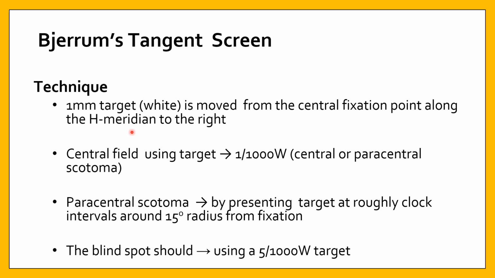In Bjerrum's tangent screen, a 1 mm wide target is moved from the central fixation point along the horizontal meridian to the right, and the central field is tested using a target of 1 mm to 1000 wide for the plotting of central and paracentral scotomas. The paracentral scotomas can be detected by presenting the target at roughly clock intervals around a 15-degree radius from fixation. The blind spot should be plotted using a 5 mm by 1000 wide target stimulus.